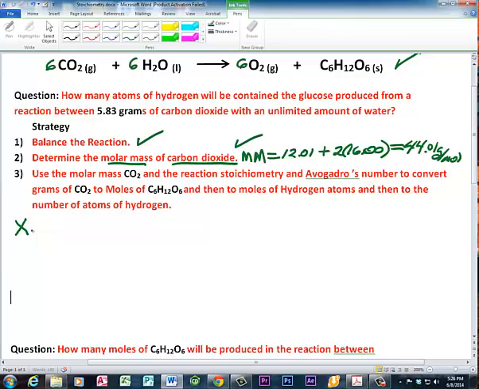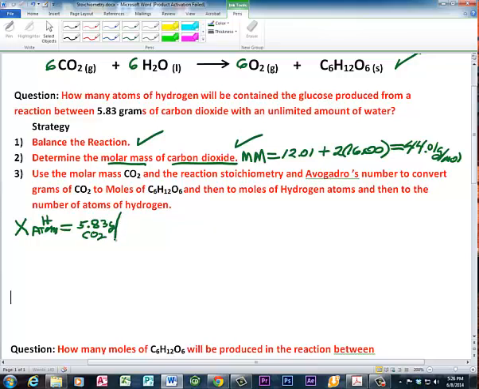What is it I'm solving for? Well, I'm solving for X atoms of hydrogen. So if I get lost in my calculation anywhere, forgetting what I'm solving for, I can go back to the X factor and that'll tell me where to go. Now, I've been given 5.83 grams of CO2 to start with.